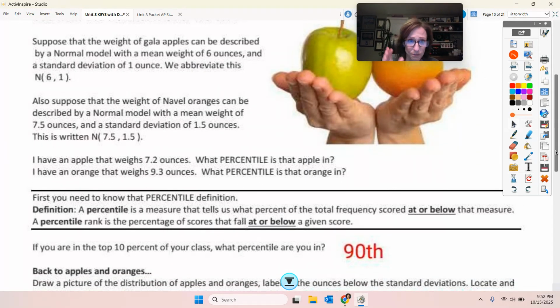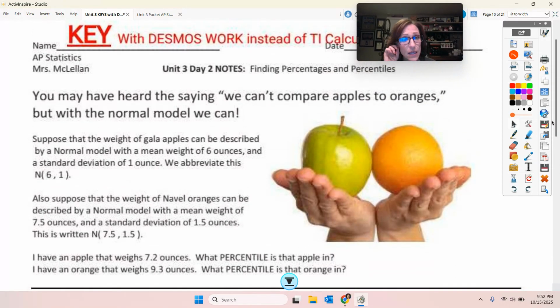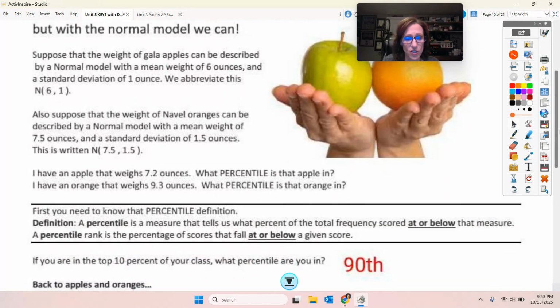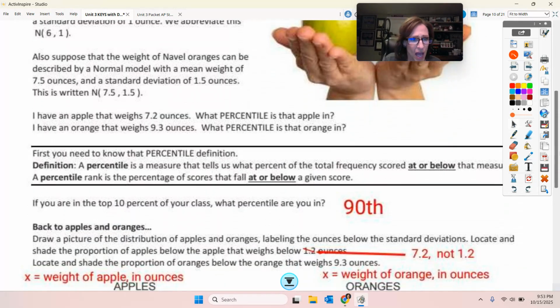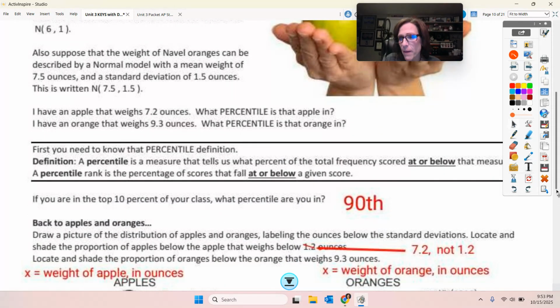So first, I have an apple that weighs 7.2 ounces, and I have an orange that weighs 9.3 ounces. So what percentile are they in? And how can I compare apples to oranges? Well, with percentiles and with standardized z-scores, you can do that. And so that's the first thing. And we kind of talked about that a little bit at the end of the second video for yesterday. So first, let's remind you about percentiles.